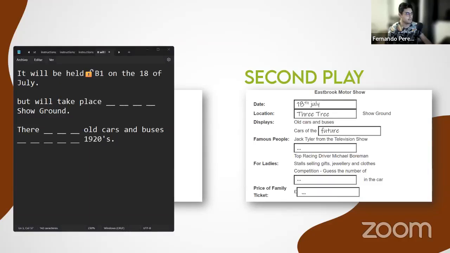This will give a lot more space for car parking, which was a problem last year. There will be lots of great things to see and do. There'll be a display of old cars and buses from as early as the 1920s.